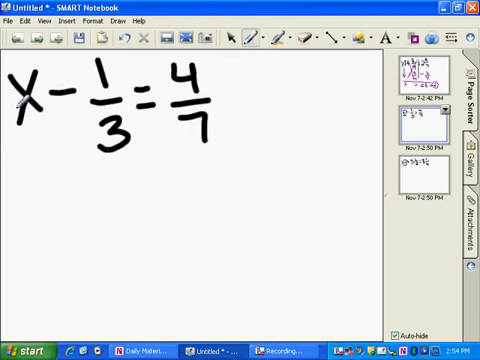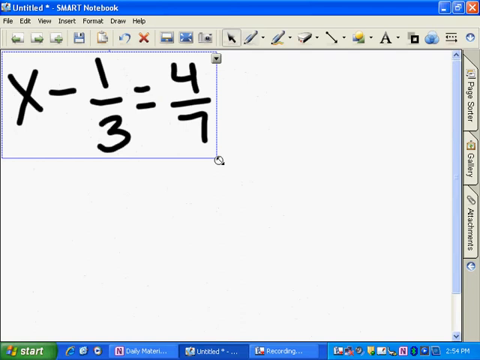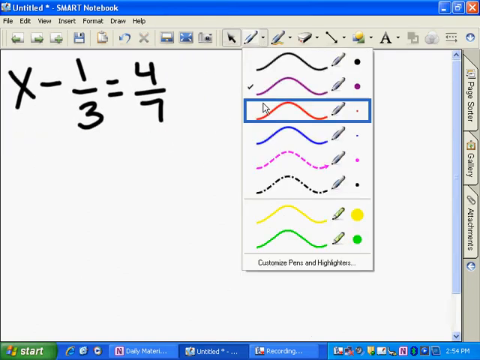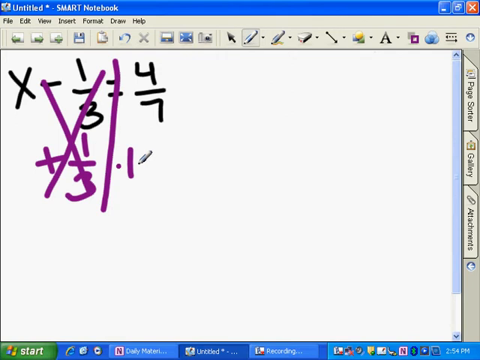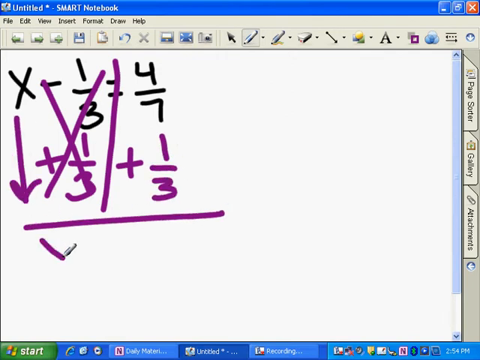So let's do a little bit more challenging one. Let's do x minus 1/3 is equal to 4/7. Okay. So again, I want to isolate the variable, so I need to get rid of the 1/3. So I'm going to add 1/3 to this side. That way it cancels out. But I need to add 1/3 to this side as well. So I am left with x is equal to 4/7 plus 1/3.